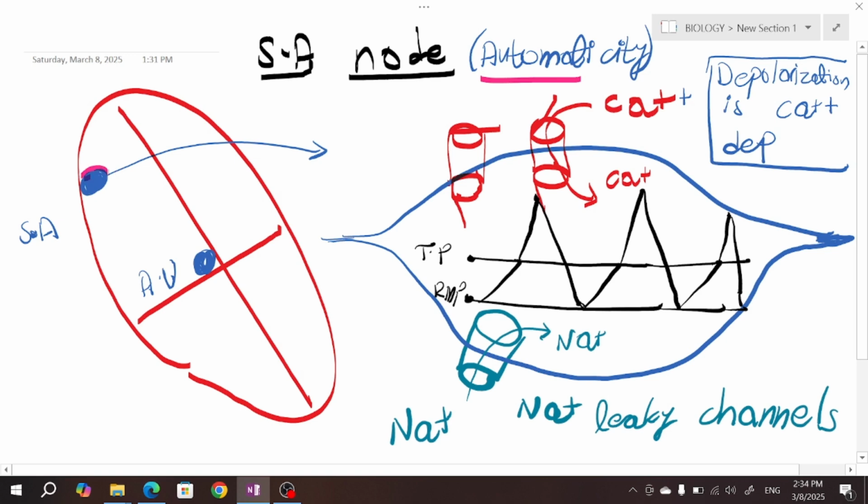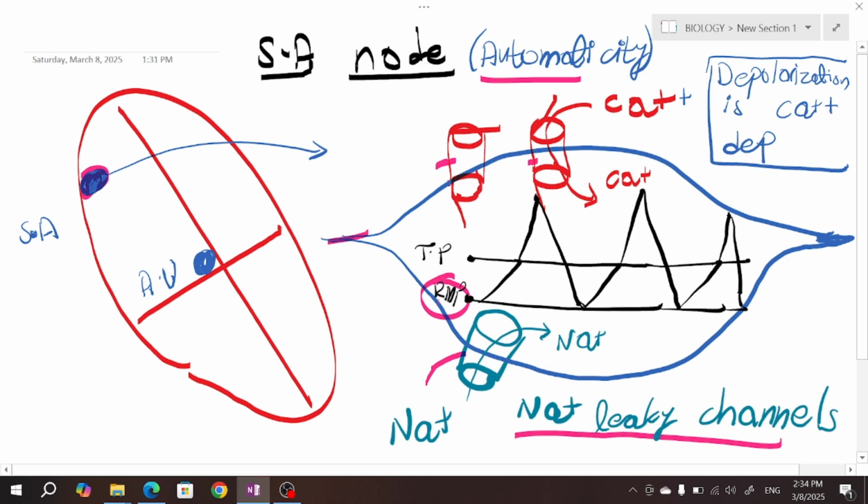Now consider that this is your SA node, and one SA node has a lot of cells. One of the cells I have drawn here. Suppose this is one of the SA nodal cells. These red ones are the voltage gated calcium channels, and suppose this one is a sodium leaky channel. Now another property of the SA nodal cells is that their resting membrane potential is not stable.